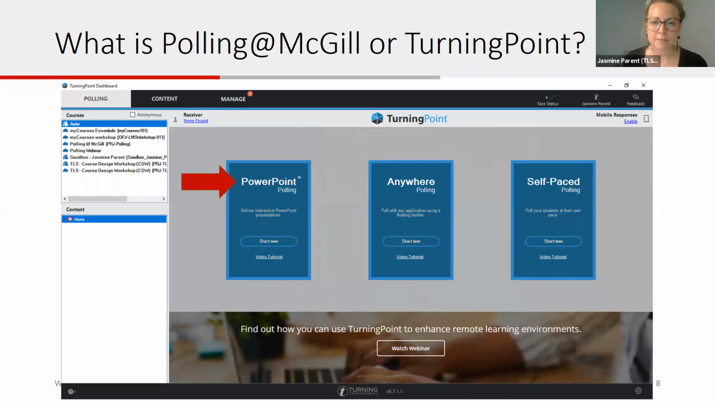Anywhere polling, which you can see in the middle here, is the same idea as the PowerPoint polling, but can be used with different applications. So if you do want to use Anywhere polling, if you don't use PowerPoint, we're going to be giving more resources on that later that you can check out.